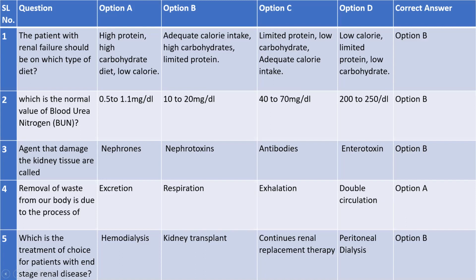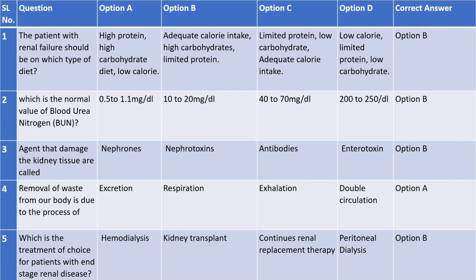So what is the normal value of blood urea nitrogen? That is BUN. This is a normal value that you need to learn by heart. There is nothing to explain in a numerical value. So the answer is option B, that is 10 to 20 mg per dl. If this question comes, you need to tick option B. Okay, let's move on to number 3.